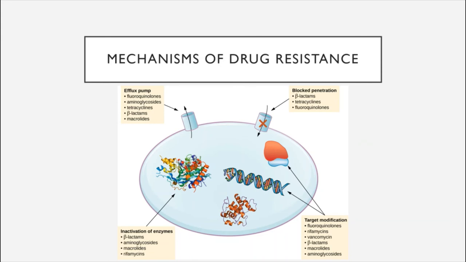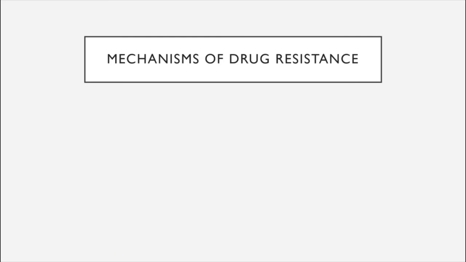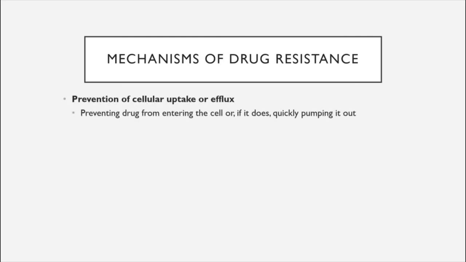Scientists have studied the mechanisms by which microbes may develop resistance to drugs, and have found that they fall into a few different categories. So we're going to talk about those categories here. Some microbes have developed mechanisms that prevent their cells from taking up the drug, or they perform something called efflux. Efflux is where the cell will quickly pump the drug out if it happens to be taken in. So this is one way in which microbes can become resistant to drugs.